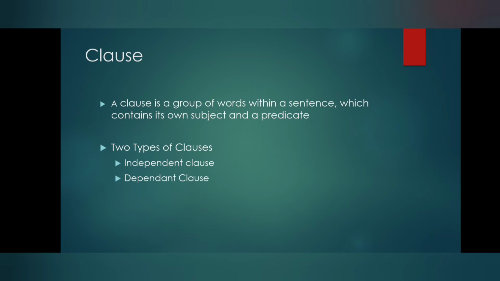For example, Chandler washed the car even though he didn't want to. In this example, Chandler washed the car is an independent clause because it is expressing a complete thought and it can even stand as a separate sentence. But even though he didn't want to is a dependent clause because it relies on the first part of the sentence in order to convey a proper sense.